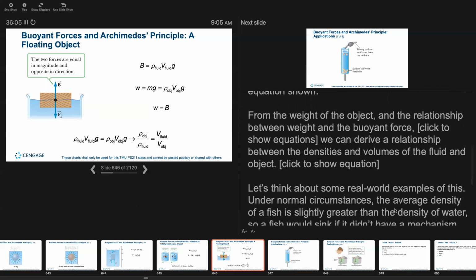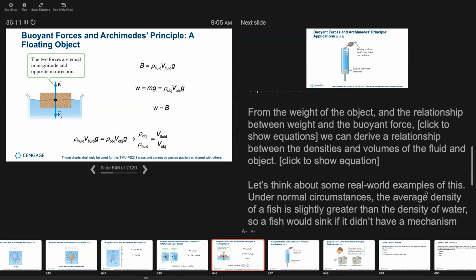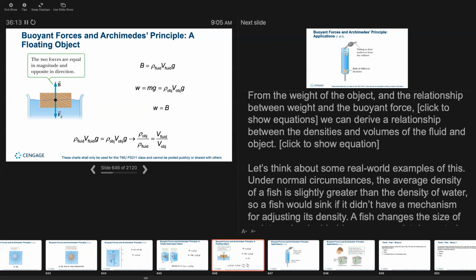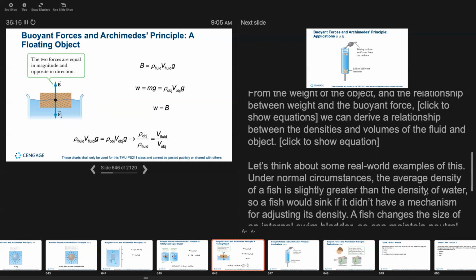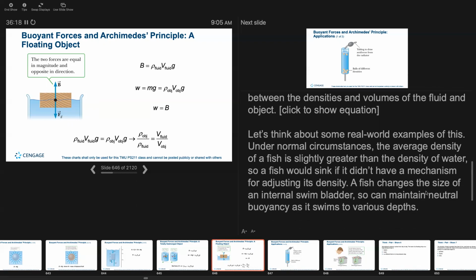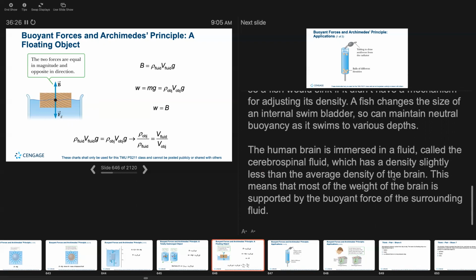Let's think about some real world examples of this. Under normal circumstances, the average density of a fish is slightly greater than the density of water. So a fish would sink if it didn't have a mechanism for adjusting its density. Fish change the size of an internal swim bladder so they can maintain neutral buoyancy as they swim to various depths. The human brain is immersed in a fluid called the cerebral spinal fluid, which has a density slightly less than the average density of the brain. This means that most of the weight of the brain is supported by the buoyancy force of the surrounding fluid.